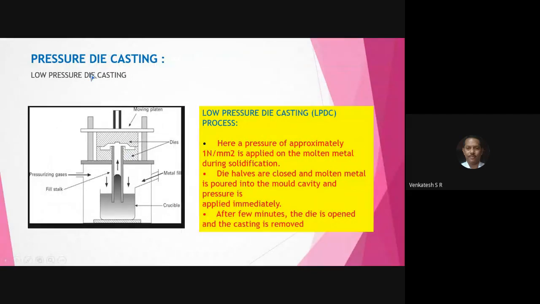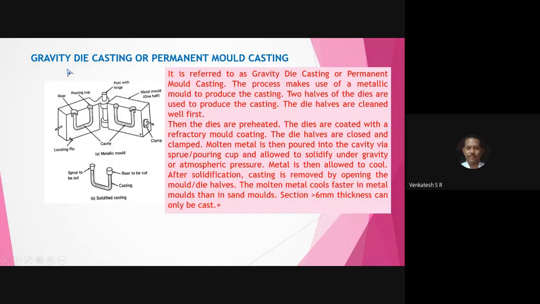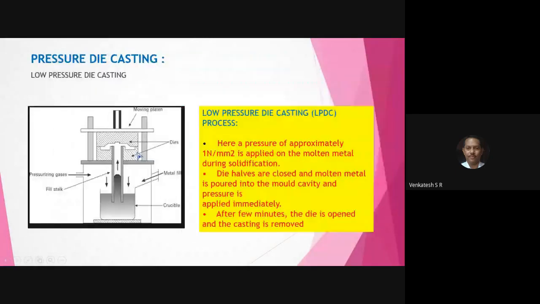Next, you write down pressure die casting. Before that, write down gravity die casting or permanent mold casting. After that, write down pressure die casting. So this is the low pressure die casting. Remember, this is low pressure. You have high pressure. Both types of die casting you have.